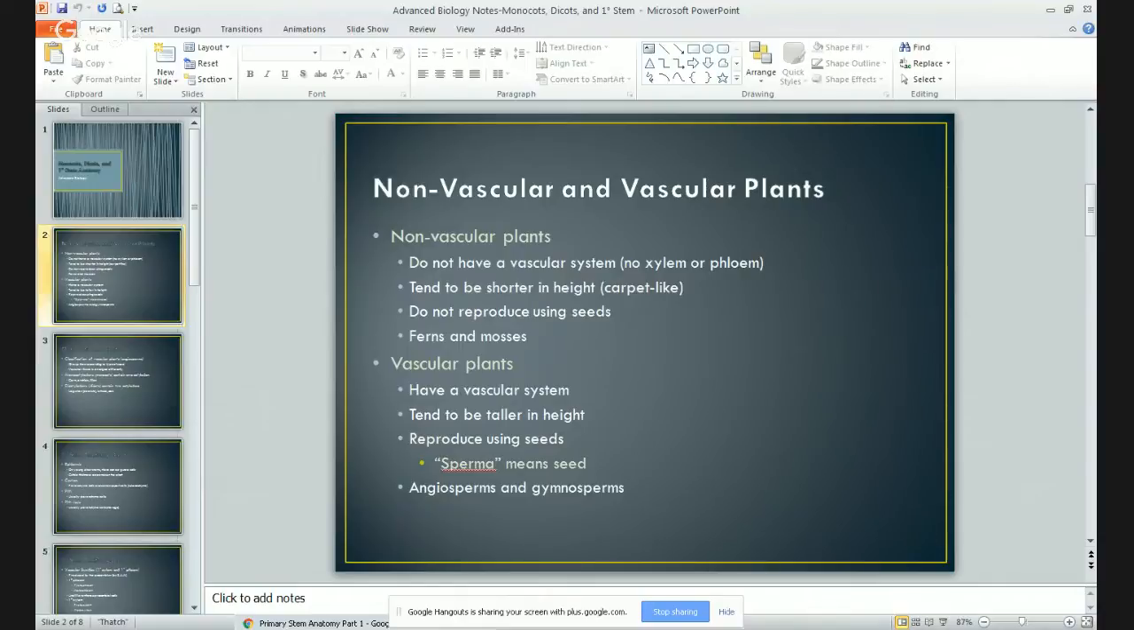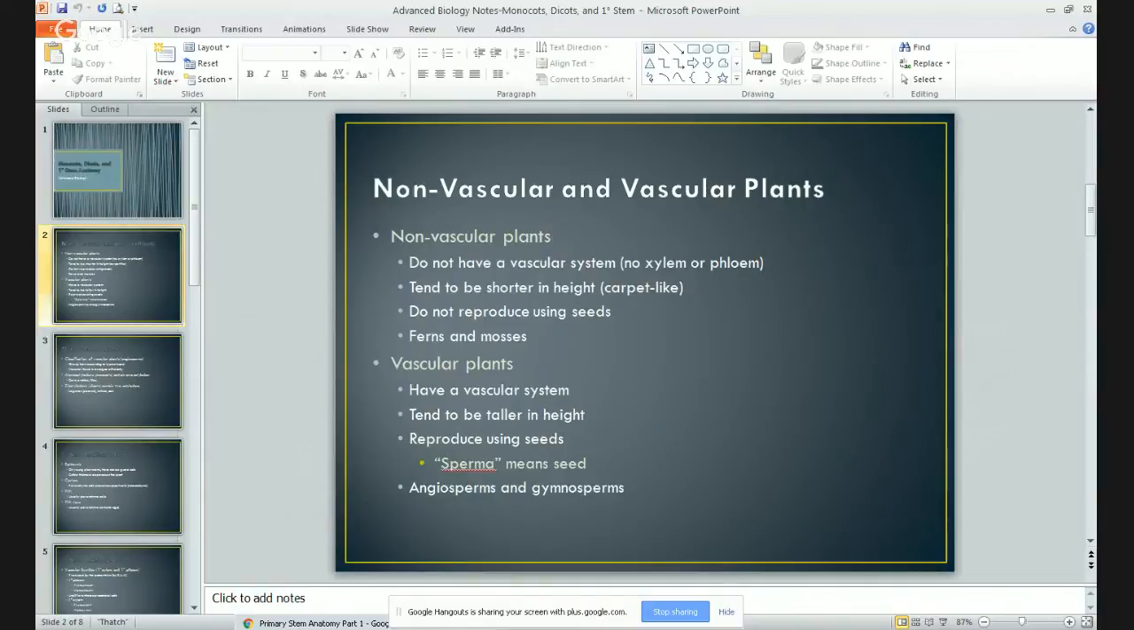Now there are some ferns that are actually vascular, but for the most part, most ferns are considered to be non-vascular. And mosses, very, very short, look like a carpet. So like I said, a little simpler, no vascular system, don't reproduce using seeds. So that's them in a nutshell.